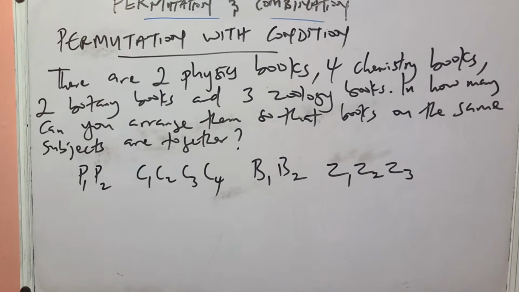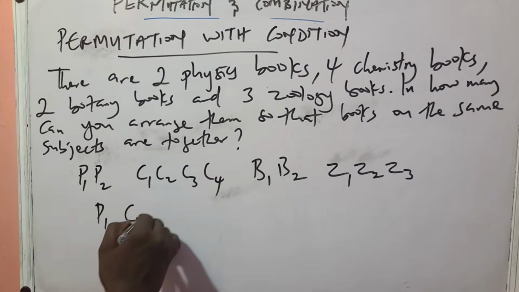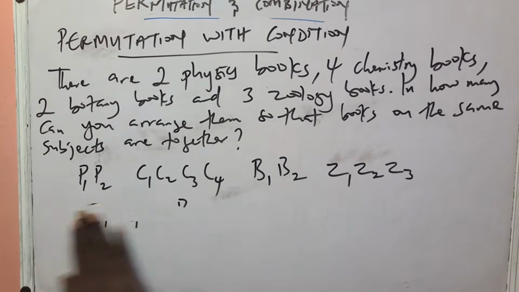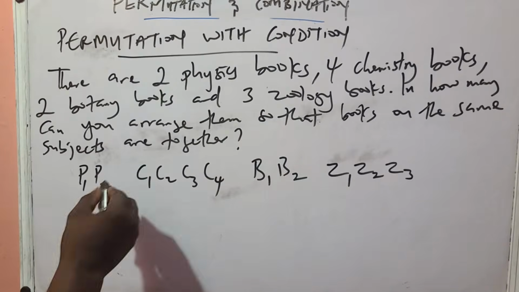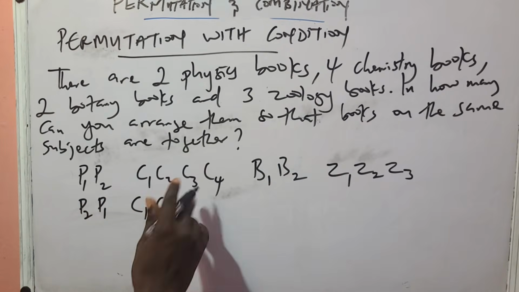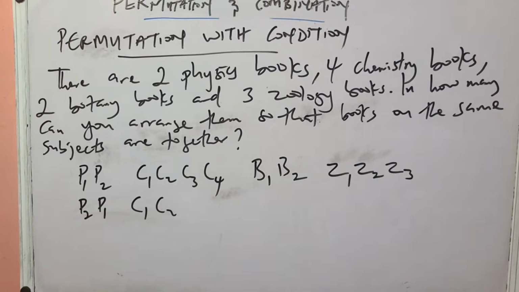But we don't want a situation where physics and chemistry are merging together, where we are saying physics 1, then maybe chemistry 1, chemistry 2, then physics 2. This is wrong. This is not part of the condition that was set for us. We must have all these books together. Now, let me tell you what is acceptable. I can have physics 1 and physics 2. I can also have physics 2 as the first book, and physics 1, and chemistry 1, chemistry 2, and so on. That's an arrangement that is very okay.